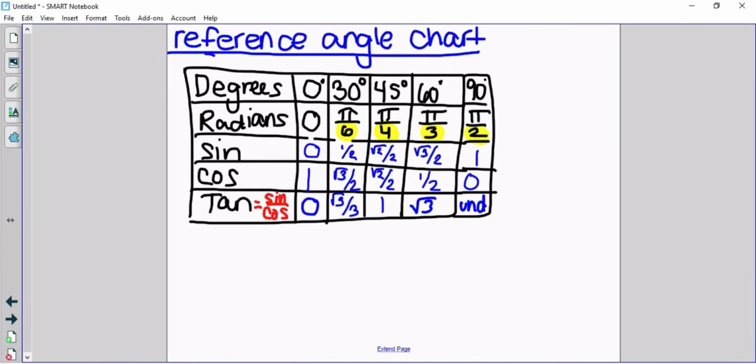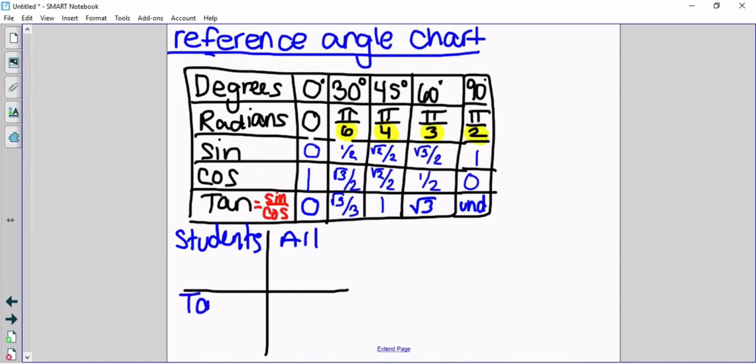All right, so instead of using the unit circle, we will use this reference angle chart along with something called All Students Take Calculus. So please draw an XY axis, and I would like for you to write in each quadrant up at the top, all, students, take, calculus.